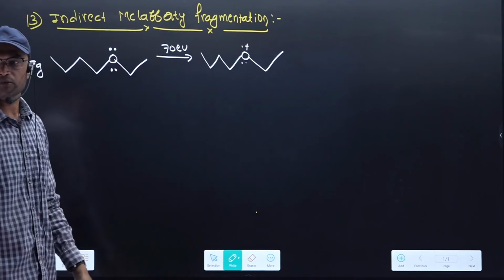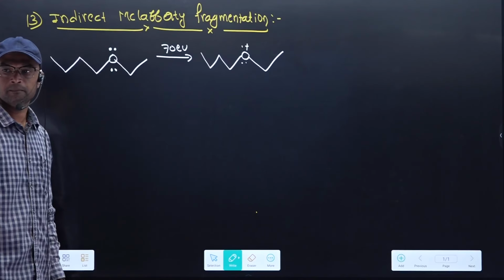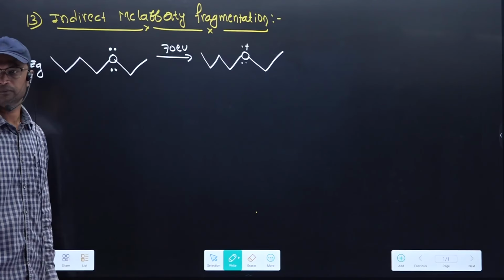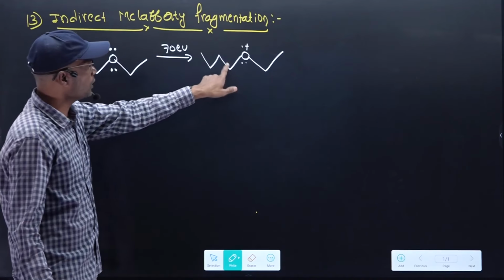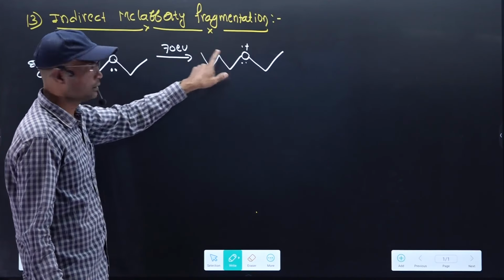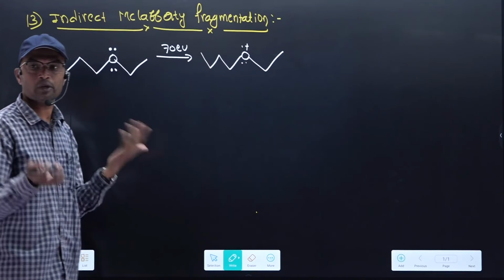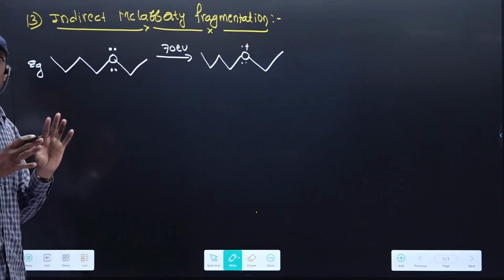Why don't they involve McLafferty? There is no unsaturation, first of all. See, this is alpha, beta, gamma, delta. It is also alpha, beta, but there is no unsaturation. It is impossible to write McLafferty.